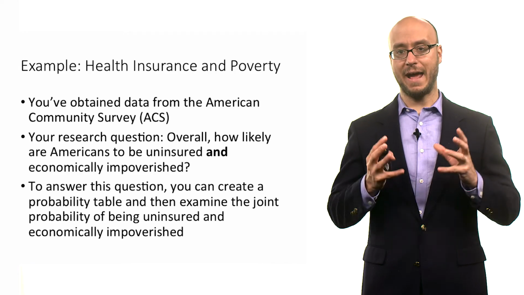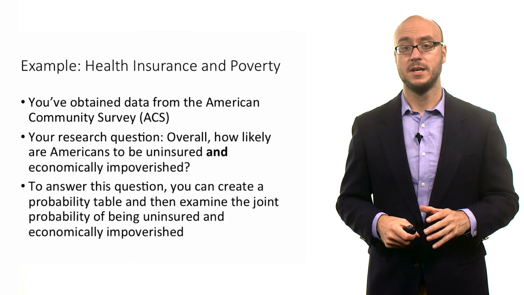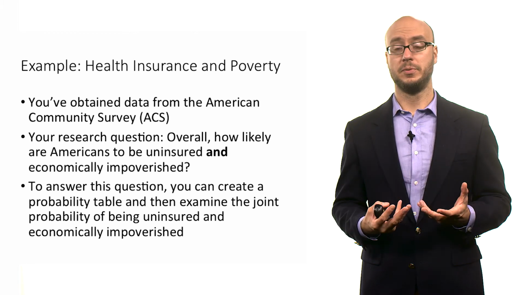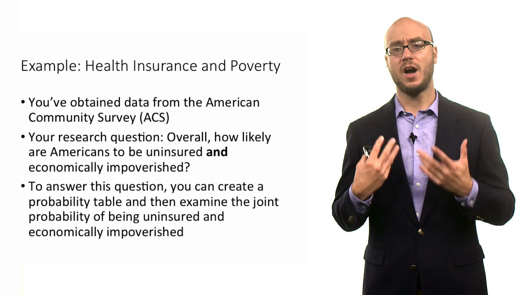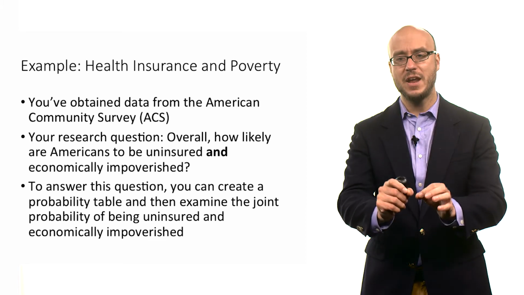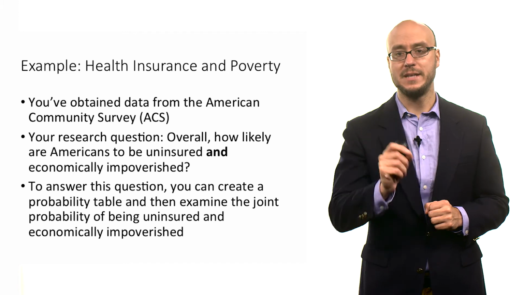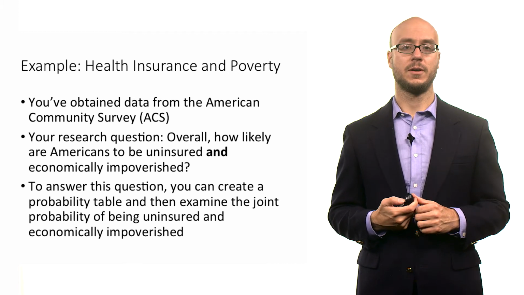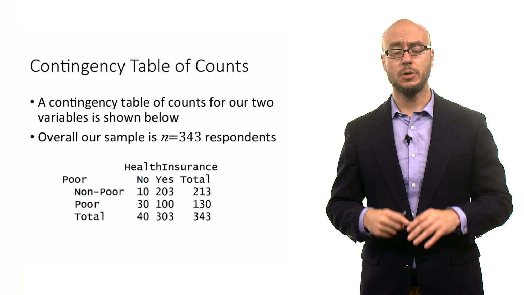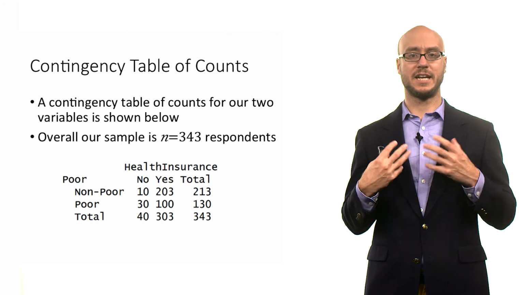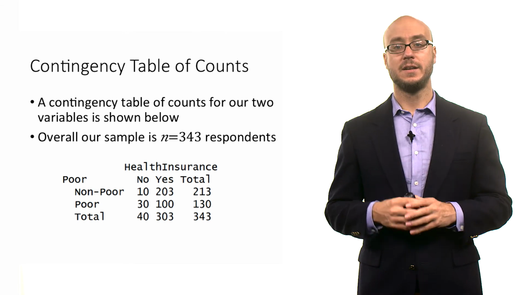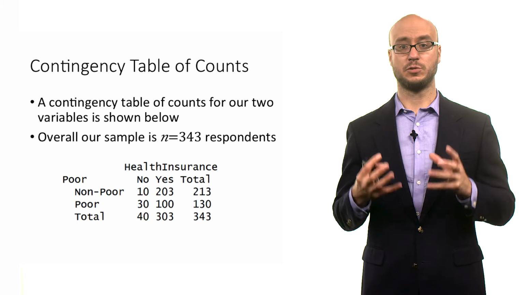So the idea of answering this question, how we do it, is we just create a probability table, which is just a table of unconditional proportions. And then we want to examine that joint probability based on that table of proportions. So here's our table of counts. This is a contingency table, and these are the actual frequencies.